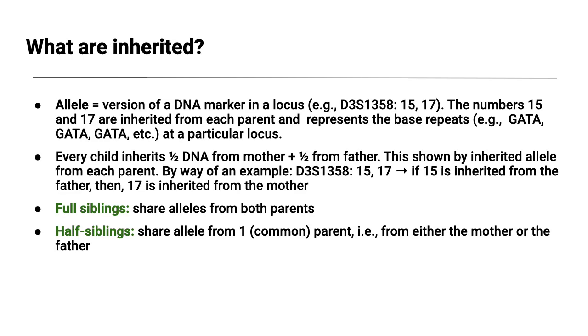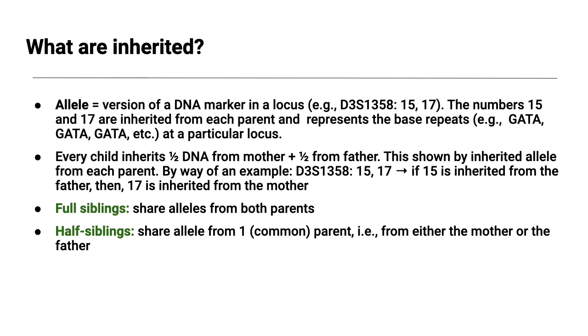What is inherited? DNA inheritance follows a simple rule. Every person receives half of their DNA from their mother and half from their father. At each genetic location called a locus, a person has two alleles, one from each parent.